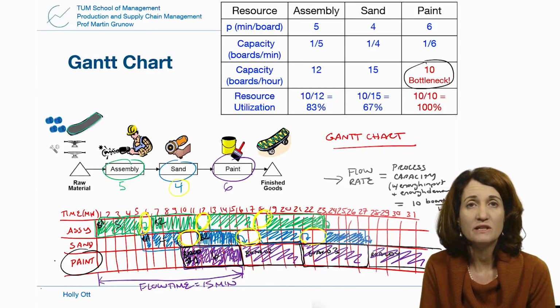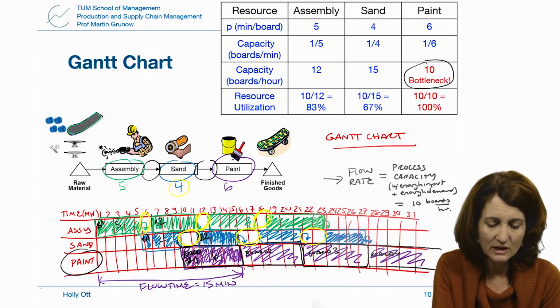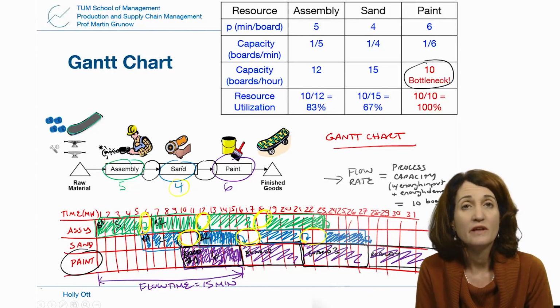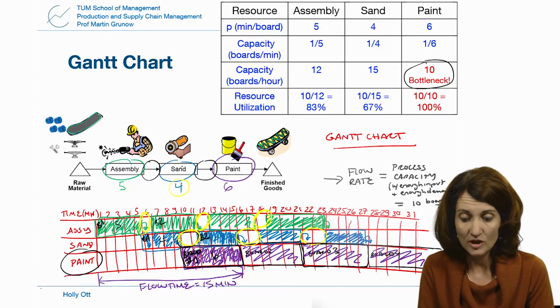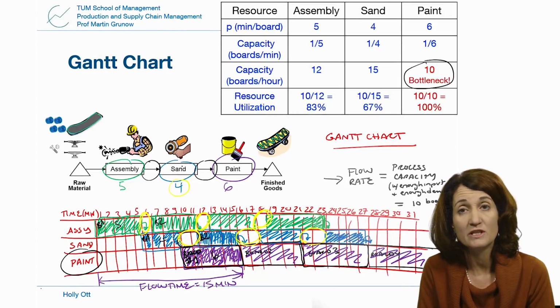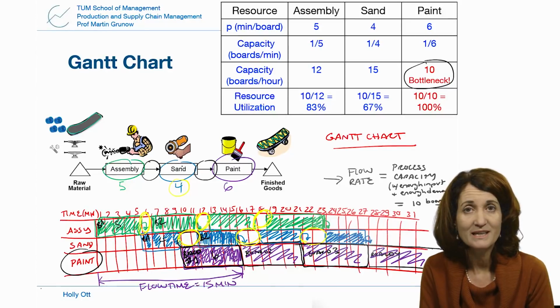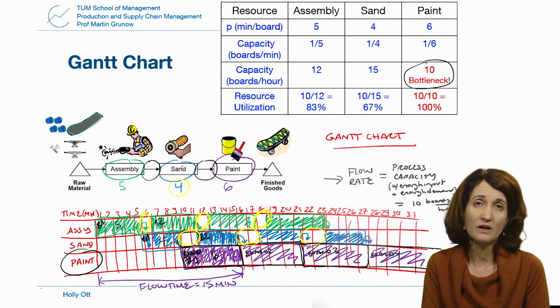The other activities have to align themselves. We have no way of storing inventory between our processes, so they produce the boards so that our bottleneck can keep working. And we can see the problem is that sometimes these people are sitting around. They don't have anything to sand or to assemble. They're waiting for paint. And this is going to be very, very important in our next lectures.